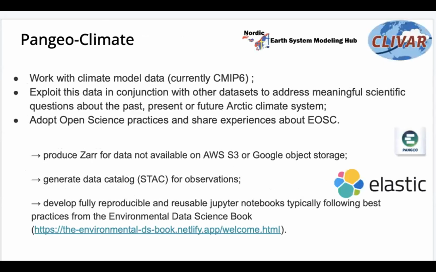So this Pangeo Climate, this is mostly for the Nordic Earth System Modeling Hub and the Clever community.